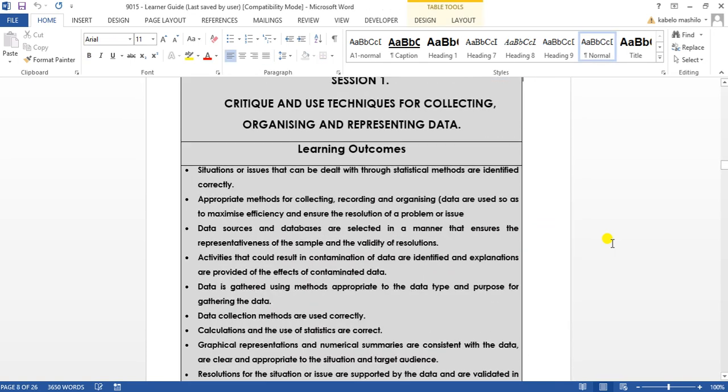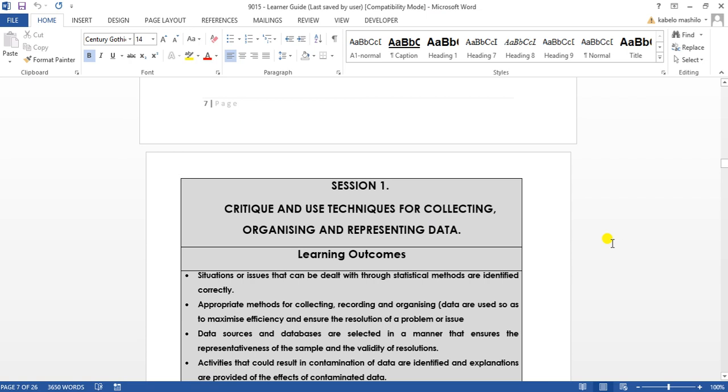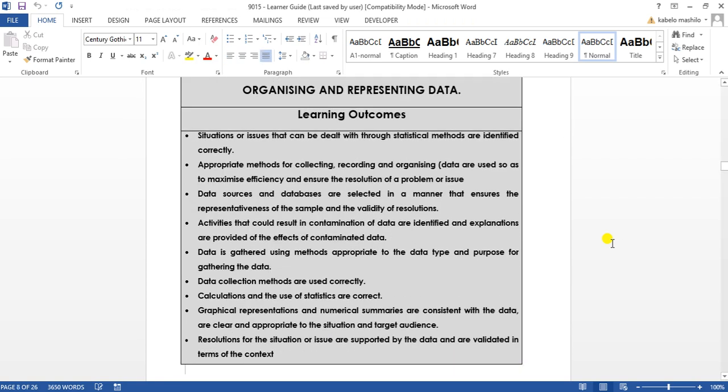Session 1, critique and use techniques for collecting, organizing, and representing data. Learning outcomes: situations or issues that can be dealt with through statistical methods are identified correctly. Appropriate methods for collecting, recording, and organizing data are used so as to maximize efficiency and ensure the resolution of a problem or issue.